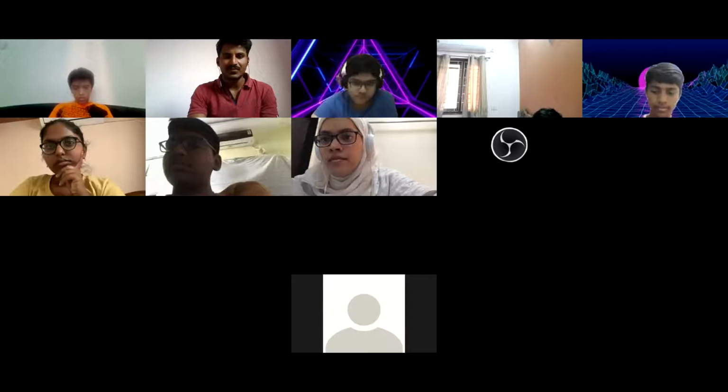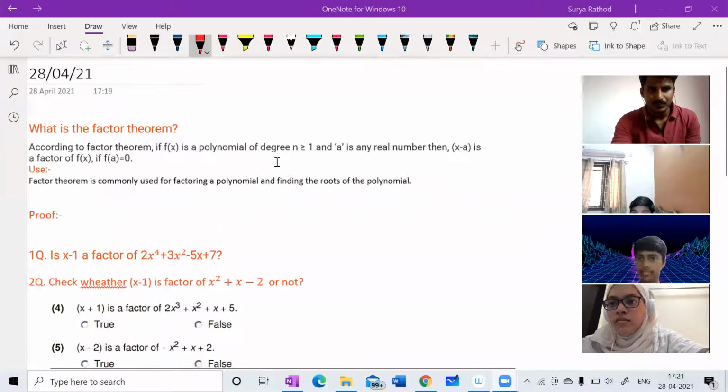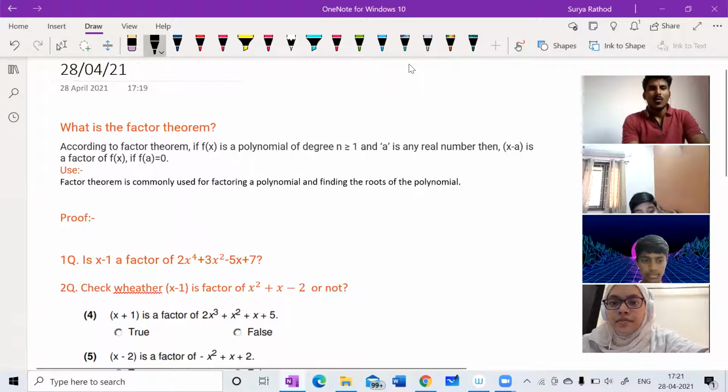So let's get started with the factor theorem. Let me share the screen. Please don't interrupt when I'm talking, children. Please be strict about that. Okay. Can you see the screen here?